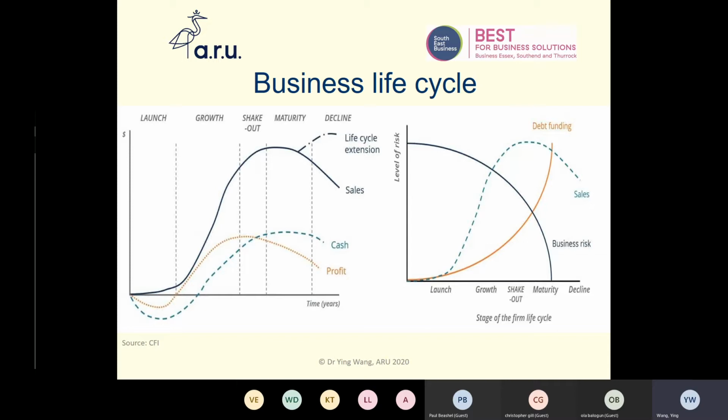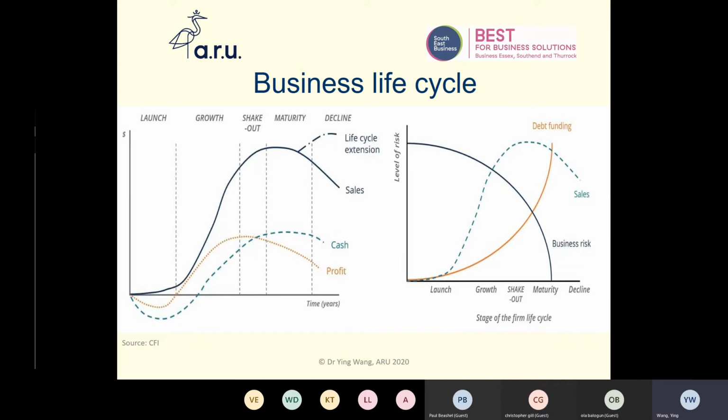And once it comes over this shakeout period and goes to maturity, you will notice that at this moment you might have more cash inflow. You get a positive profit, but the profit starts to reduce. That's because maybe you have new competitors, maybe there are new entrants to the business, maybe consumer behavior changes. Therefore, at this maturity stage, the business will consider what will happen if it walks into the decline stage. So that's the life cycle expansion.